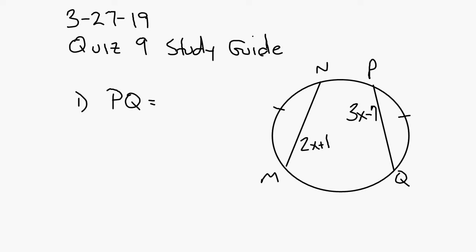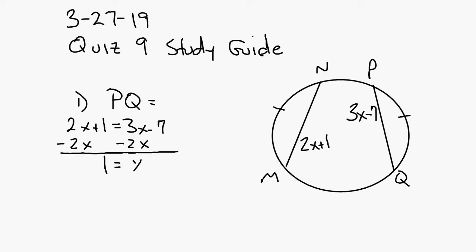And in the circle, or congruent circles, if two arcs are congruent, then their corresponding chords are also congruent. So you're going to take your 2x plus 1, you're going to make it equal to 3x minus 7. So you can subtract 2x from each side. Your 1 is going to equal x minus 7. You can add 7. And 8 equals x.